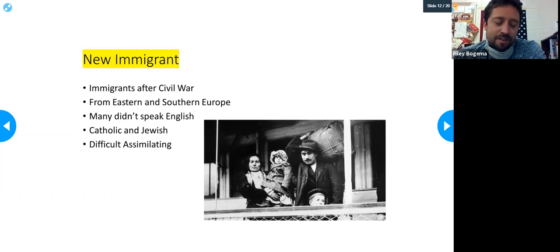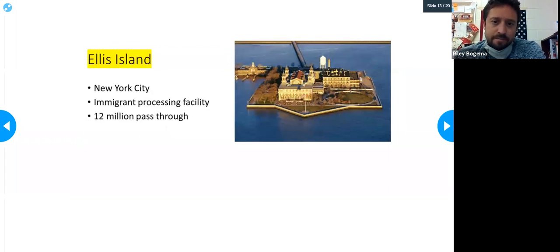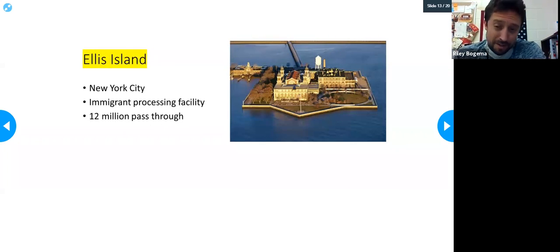So these immigrants are going to come in, and it's going to cause a lot of issues in the United States. And they're going to come through Ellis Island. Twelve million new immigrants are going to pass through Ellis Island. That's in New York City. It's a processing facility on the eastern seaboard on the Atlantic.